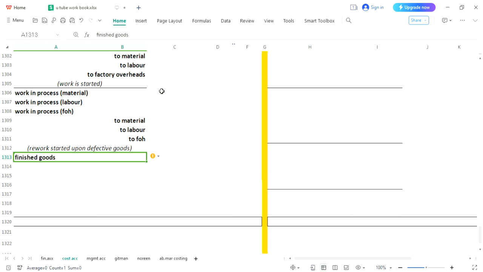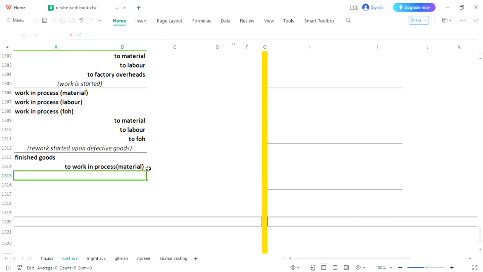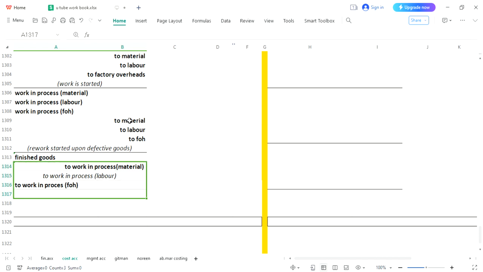And ultimately your work in process upon repair, work in process upon defective goods has been ended. When work in process was started, it was on debit side. When work in process is ended, you will be putting it on credit side. So work in process material would be put over here, then work in process labor is also ended, then work in process factory overhead is also ended. In this way our journal entries are completed, and we need to put amounts now.